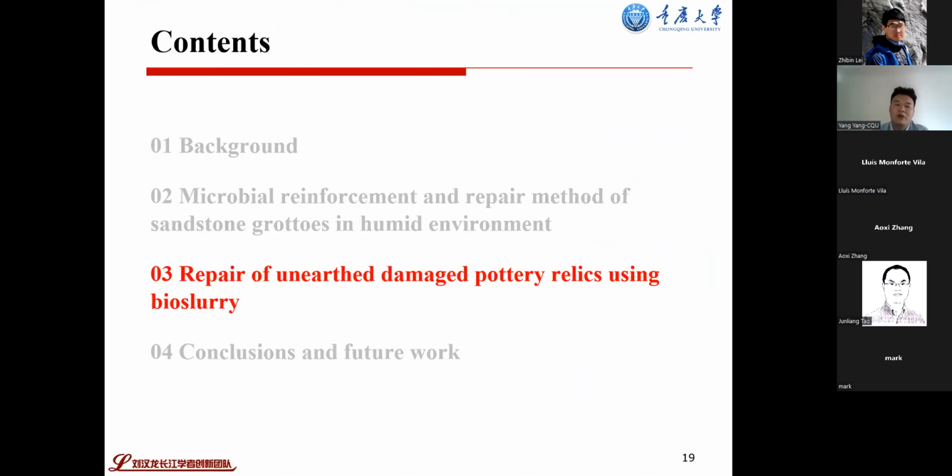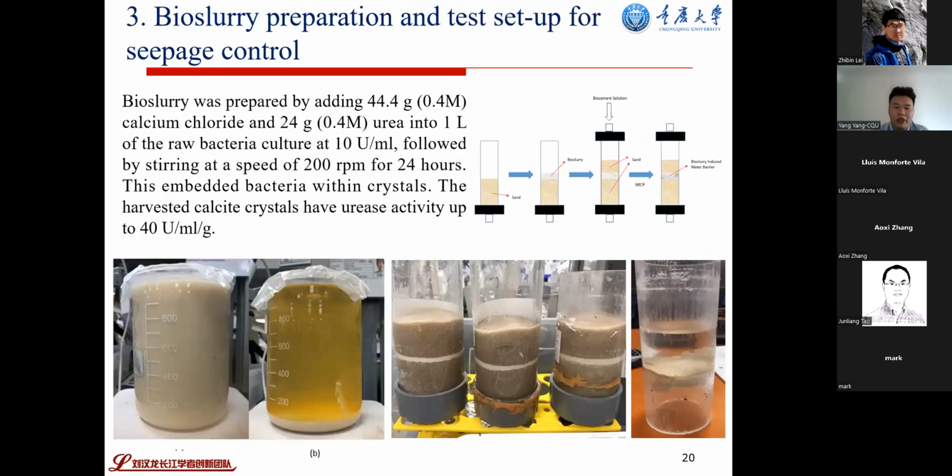Okay, the third one is the repair of unearthed damaged pottery relics using the bioslurry. First, we produce the bioslurry. Bioslurry is calcium carbonate embedded with bacteria, and that one has very high urease activity. And previously we used this to form a water barrier.